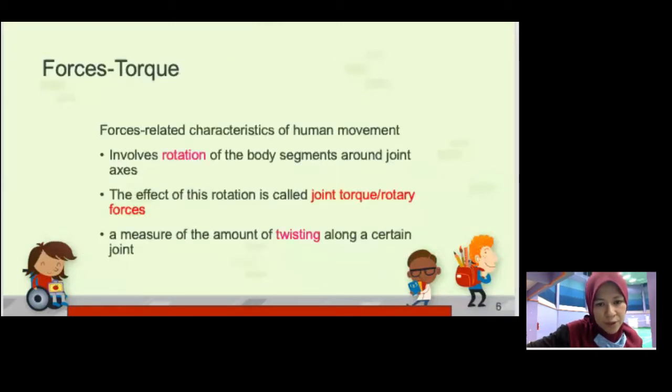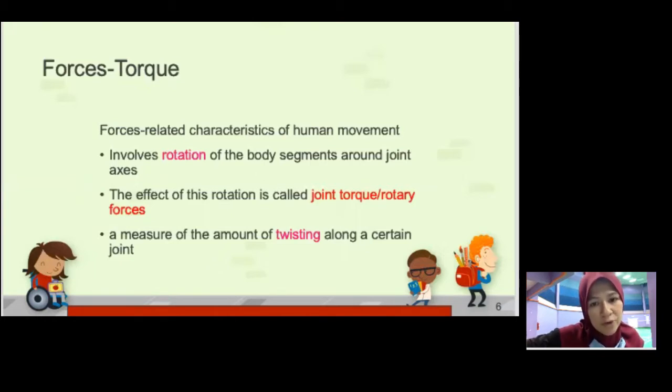We're going to go further on the first, second and third law. Alright. Force torque. Okay, kita dah belajar torque masa last chapter. Please refer back to what torque is. Okay, torque is a force-related characteristic of human movement, involving rotation of a body segment around a joint axis. Okay, ingat lagi joint kat mana? Titik axis, joint axis. Kalau elbow dekat mana? Kalau dekat tangan, joint axis kita dekat elbow. Okay, and then the effect of this rotation is called joint torque or rotary force.